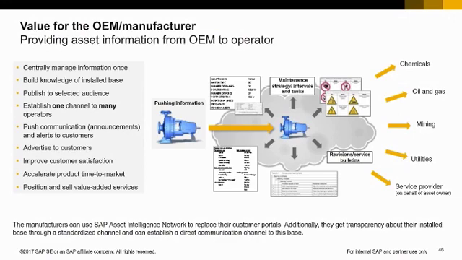From the manufacturer's perspective, business value comes from the fact that they can use the Asset Intelligence Network as an equipment portal instead of having their own portal that has to be maintained. Also, they don't have to have a one-to-one relationship with each other of that information, but instead have one central point where everybody is connected to that information.